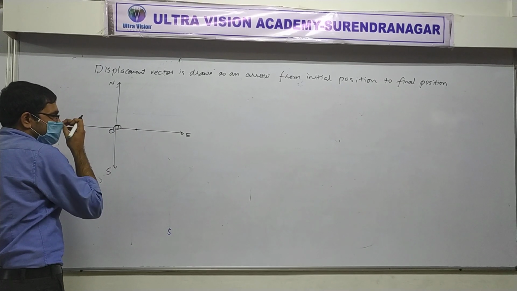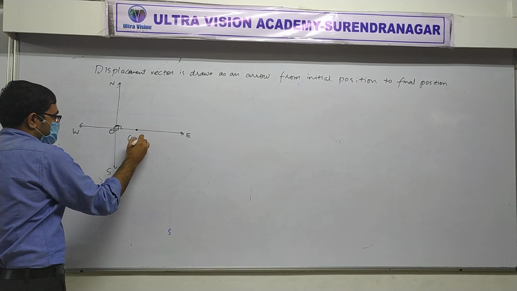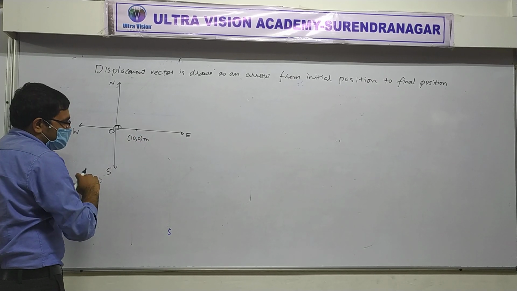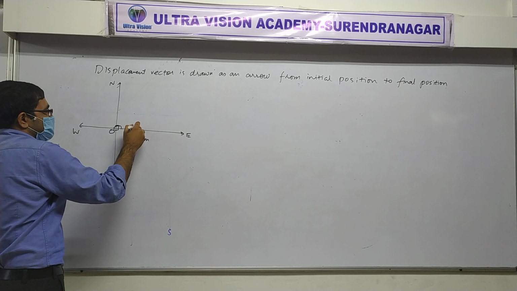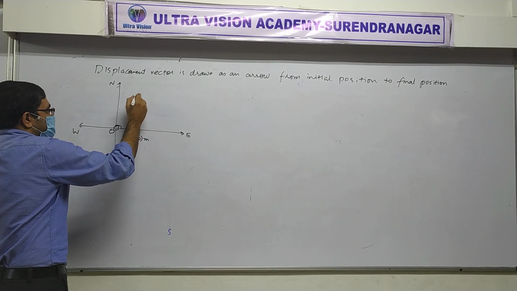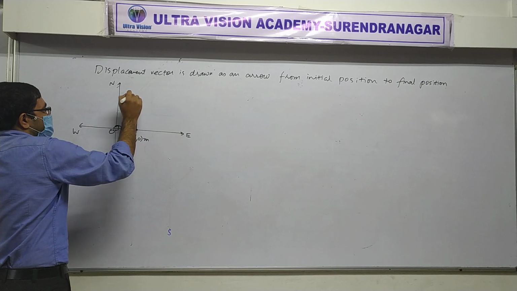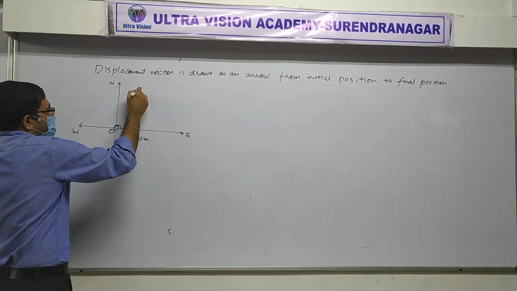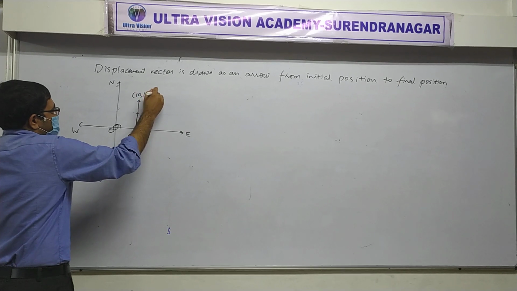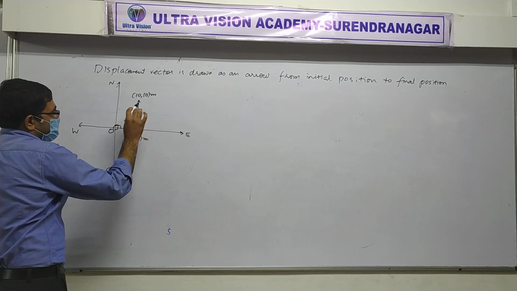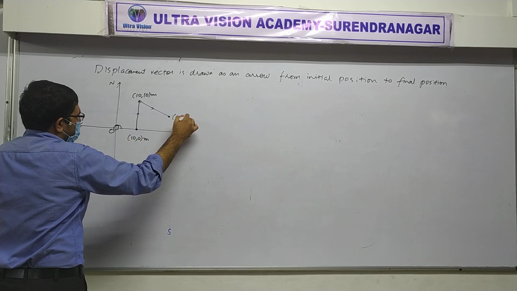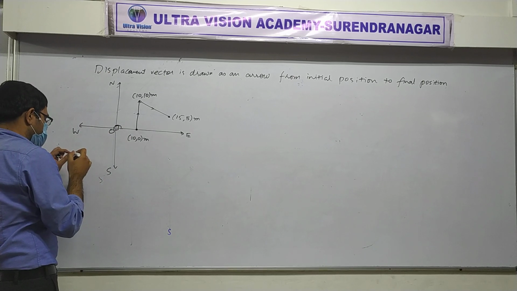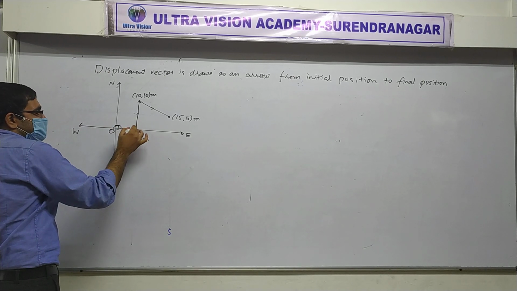Suppose the terrorist starts from here, which is 10,0 meter. Okay, everything is in meter only. So 10,0. From here, the terrorist moves to, let's say, 10,10, and then moves to this point, which is 15,5 meter, which is 15,5, right, from here to here.